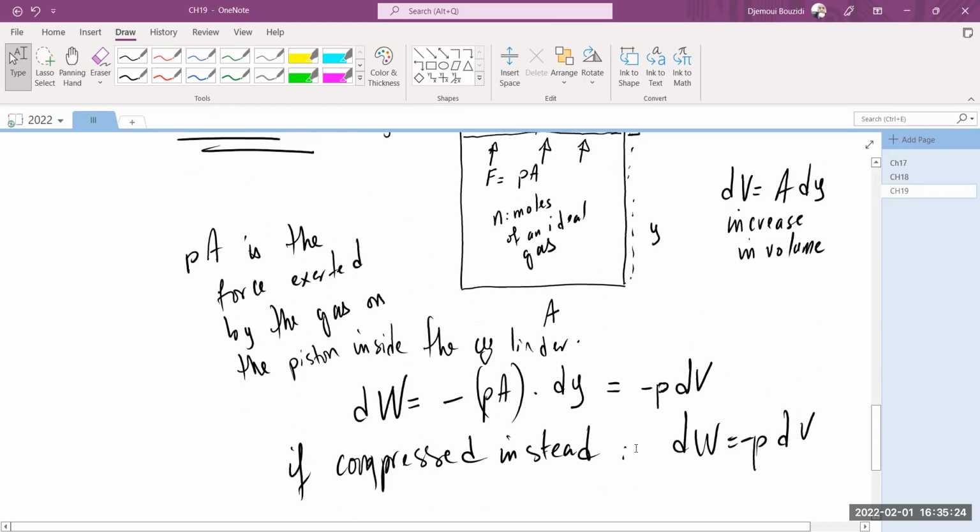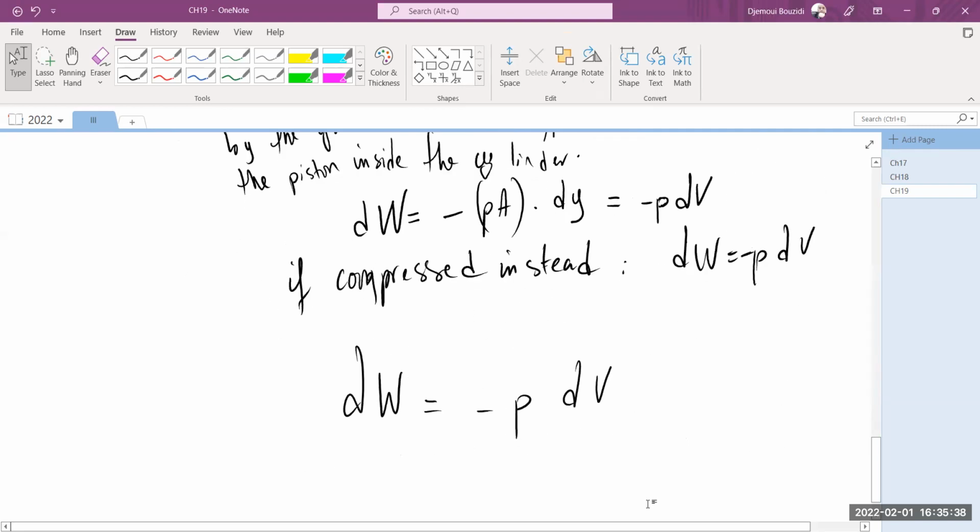Now, how about if we compress it by dV? Well, in that case, the volume shrinks by dV, so the change in volume is negative, and the negative times the other negative makes it positive. So we're adding energy now to the system. The environment is the one doing work on the system. Does this explanation make sense to you guys, with the negative sign?